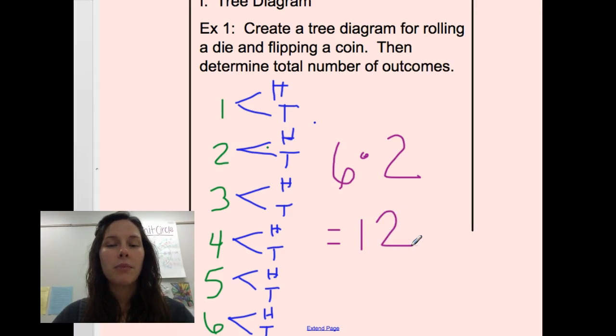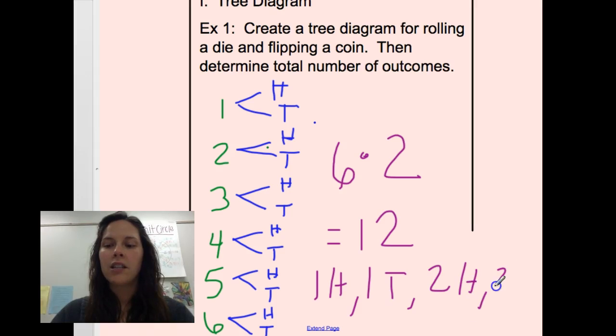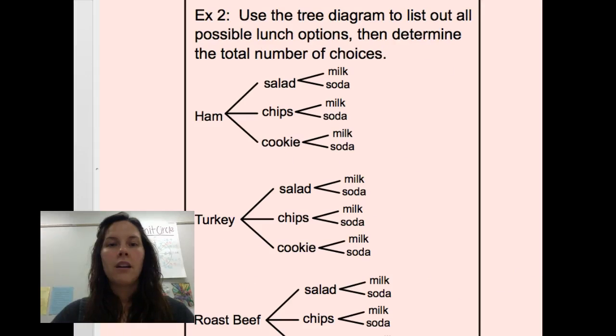So the sample space for this one would be 1H for rolling a 1 and flipping heads, 1T for rolling a 1 and flipping tails, and so on. We could list them all out, but they're there in the tree diagram for us as well. Our next goal is to learn how to use a tree diagram to interpret it.